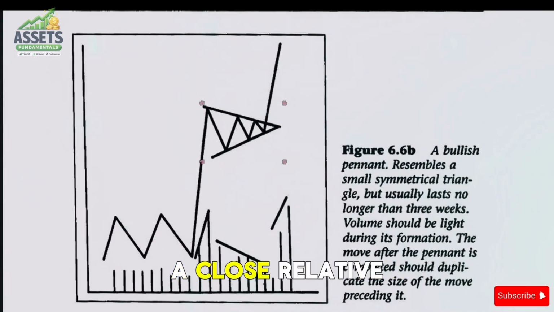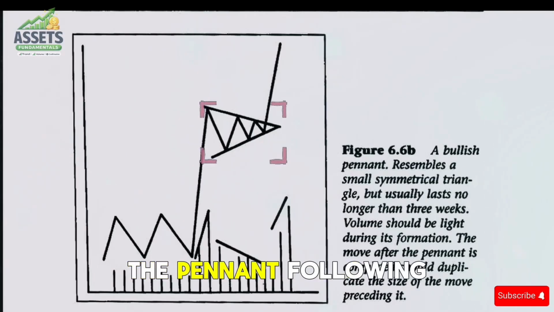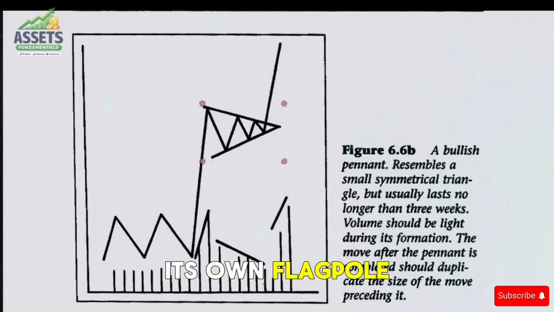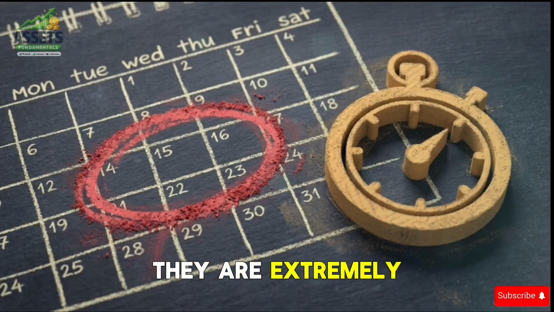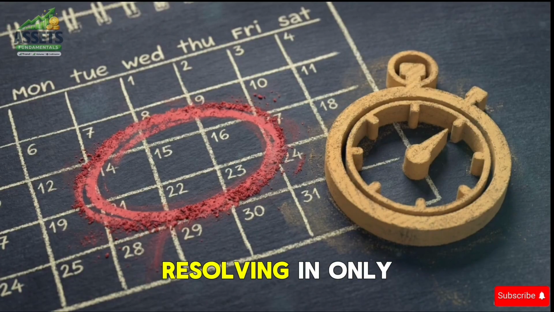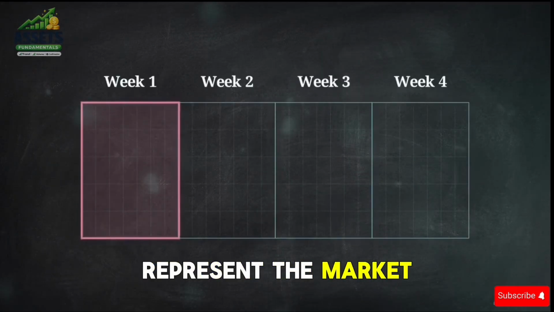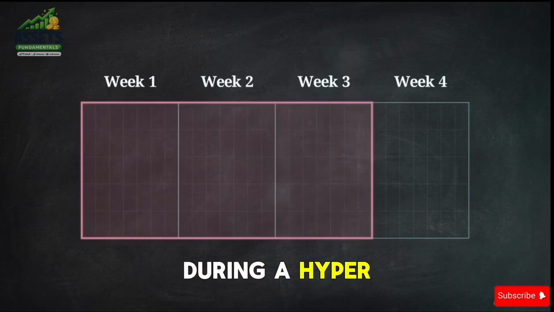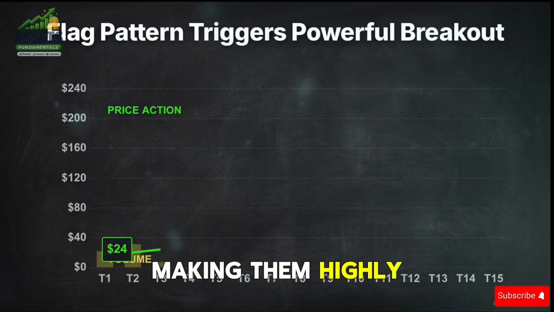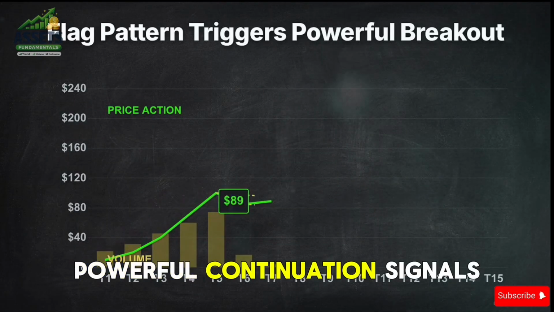This chart shows a close relative to the flag, the pennant. Following its own flagpole, the pennant forms. They are extremely brief, typically forming and resolving in only 1 to 3 weeks. Flags and pennants represent the market momentarily pausing during a hyper-aggressive trend, making them highly reliable, powerful continuation signals.